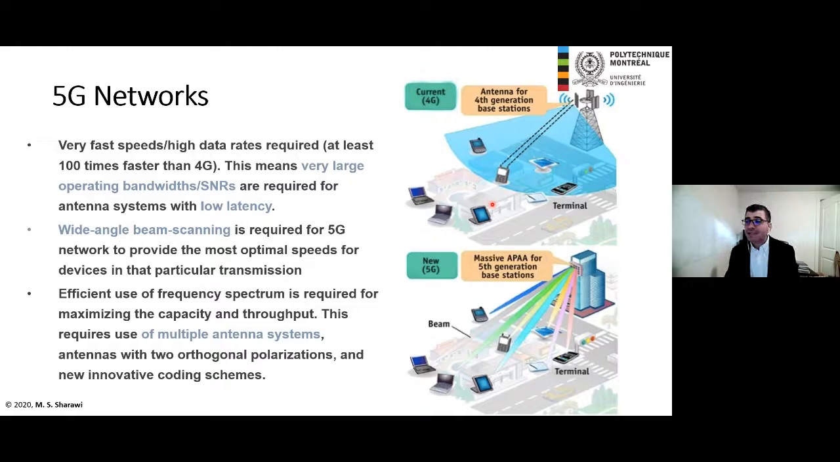This is the scenario that we have nowadays with 4G-based base stations. As you can see here, we have sectors covered. Everybody within the sector will have kind of a code, and they will be able to talk to the base station. In the 5G scenario, we will have a totally different network architecture where we will rely on active phased array antennas with massive MIMO capability to actually shoot specific beams for every user.